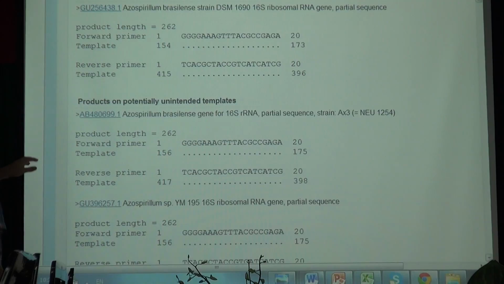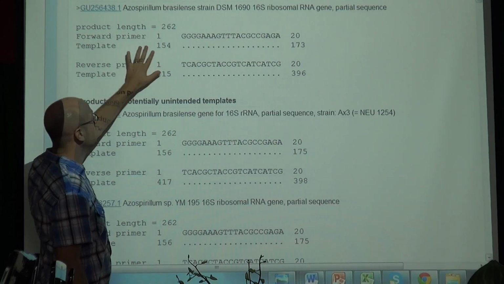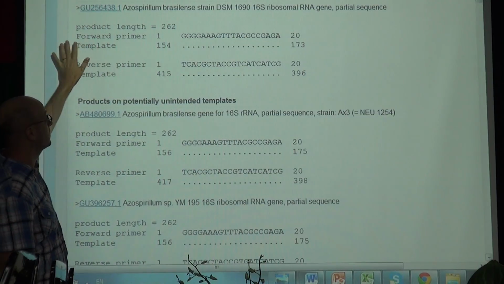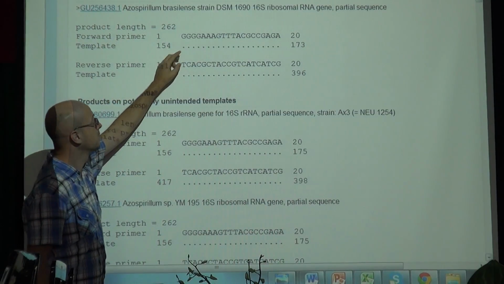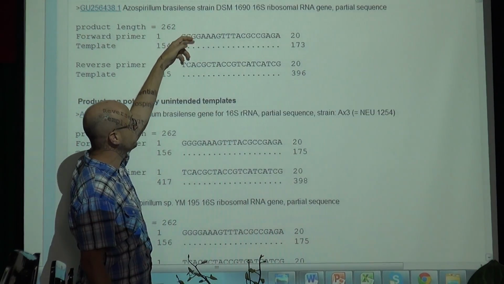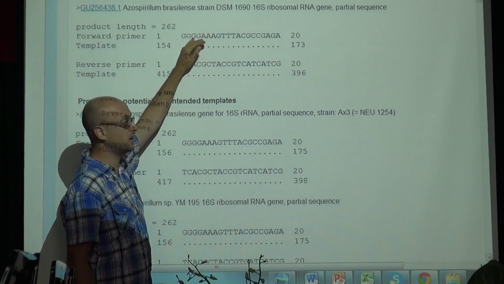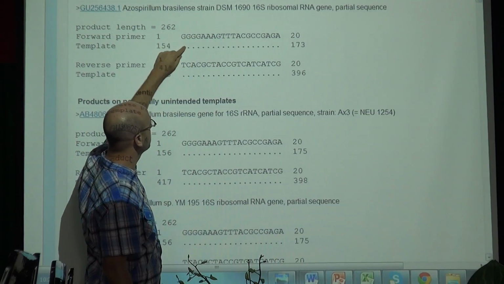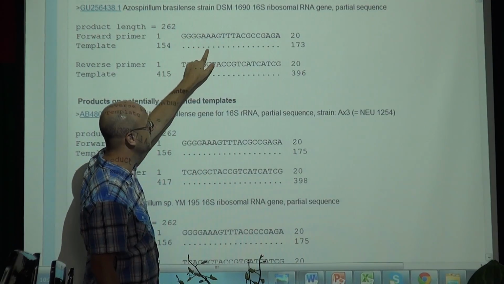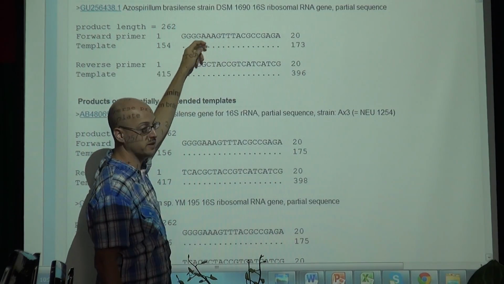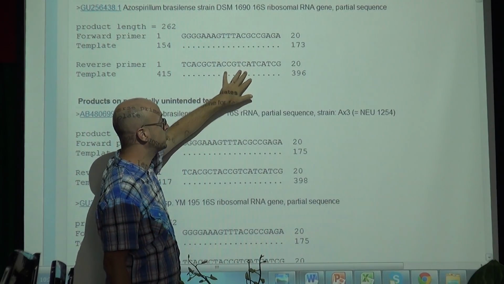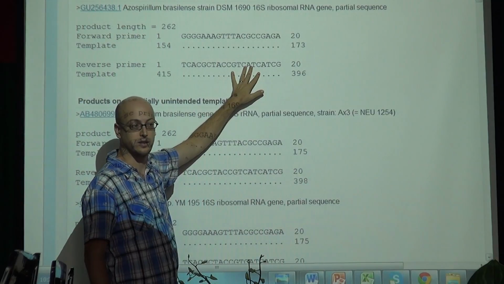So, we have here products on intended target. So this is what happens when those primers in the PCR stick to Ahtphcm brasilense. So these dots mean that there is a perfect match. So these primers, they match our target perfectly.